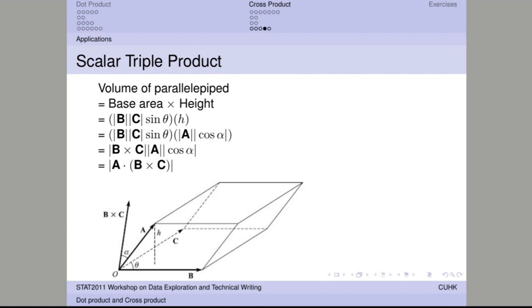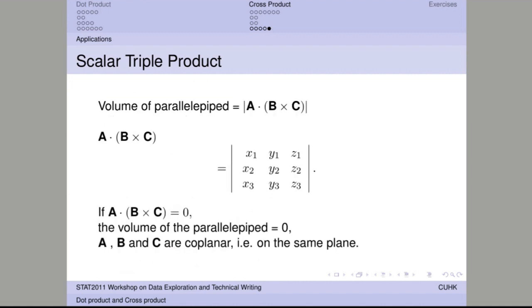As h equals the length of A times cosine alpha, the volume then equals the magnitude of B cross C times the length of A times cosine alpha, which equals the magnitude of A dot bracket B cross C. A dot bracket B cross C can be calculated by the determinant shown. Furthermore, if A dot bracket B cross C equals 0, that means the volume of the parallelepiped is 0. So vectors A, B, and C are coplanar. That means they are on the same plane.